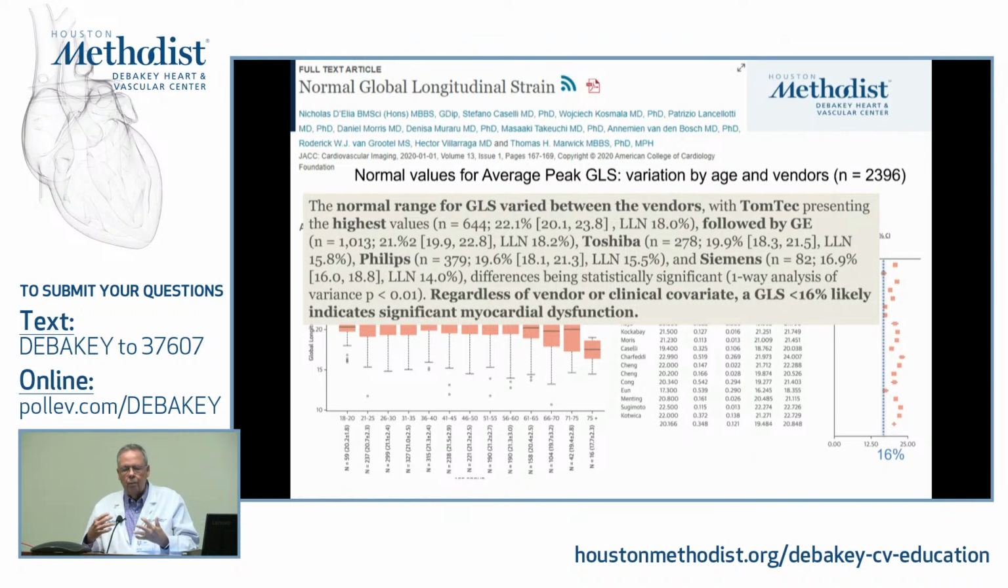So the recommendations, which we follow in the lab, are that over 17 is normal. 16 to 17, we use this low normal term because it could be low normal, maybe it is marginally abnormal, but we use this low normal terminology. Below 16 is clearly reduced or abnormal.